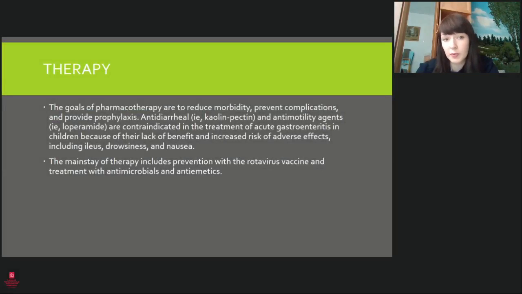The goals of pharmacotherapy are to reduce morbidity, prevent complications, and provide prophylaxis. Antidiarrheal and antimotility agents such as loperamide are contraindicated in the treatment of acute gastroenteritis in children because of their lack of benefit and increased risk of adverse effects, including ileus, drowsiness, and nausea. The mainstay of therapy includes prevention with the rotavirus vaccine and treatment with antimicrobials and antiemetics.